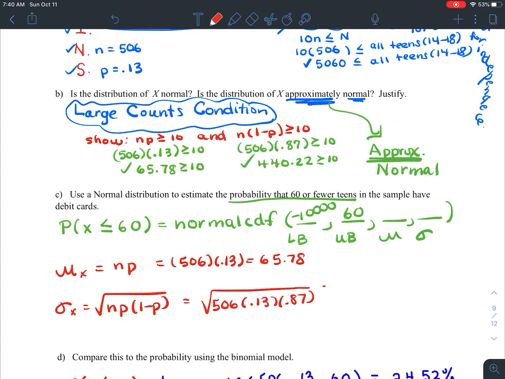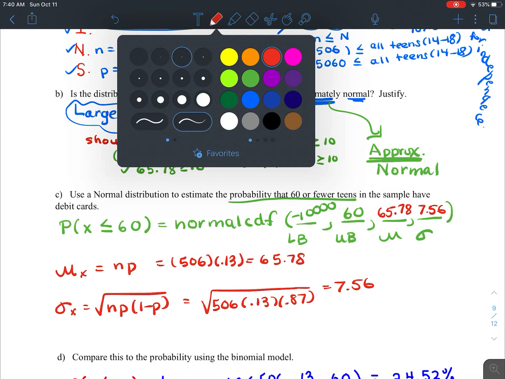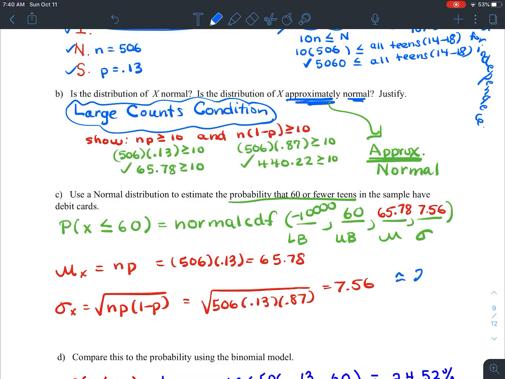Okay, so we are plugging these values in. We would then transfer these up here as our mean and standard deviation for our calculator inputs, and then we would report that roughly 22.23% chance that out of 506 random teenagers that were surveyed, 60 or less of them would actually have a debit card.